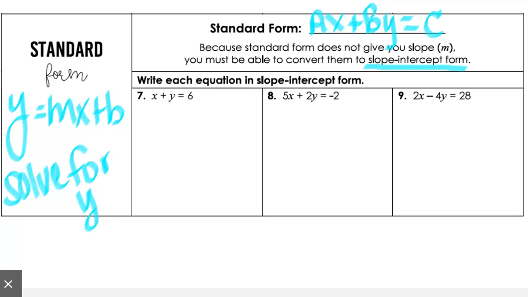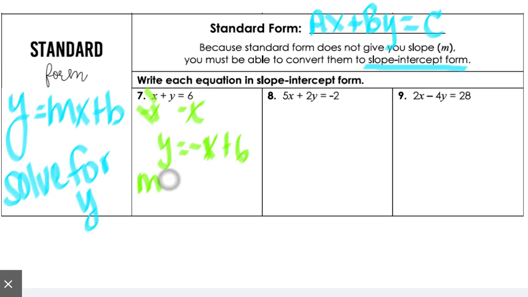So in order to do that, we have to get this y by itself. So you notice that the y is being added to the x. So to undo that operation, we're going to subtract x from both sides of the equation. Now these are going to go away, and our y is by itself. But remember, we want this in the form y equals mx plus b. So we're going to put negative x, which is the same as negative 1x, plus 6.